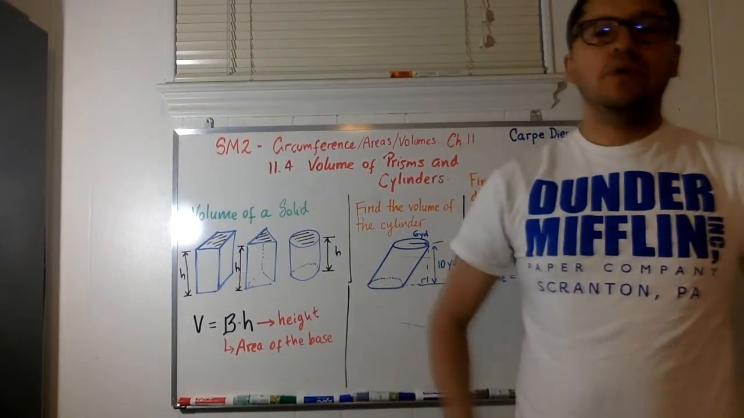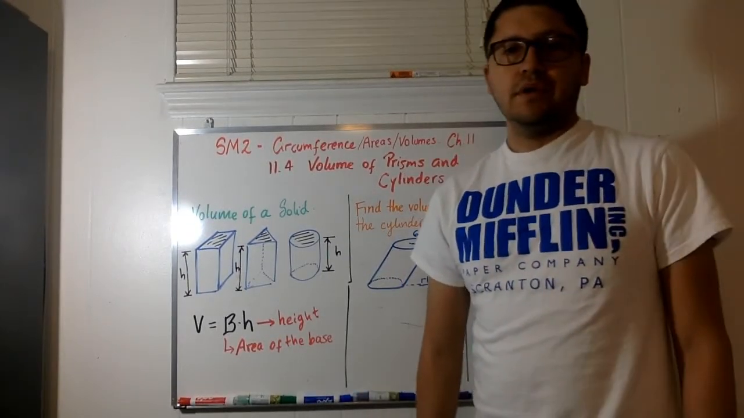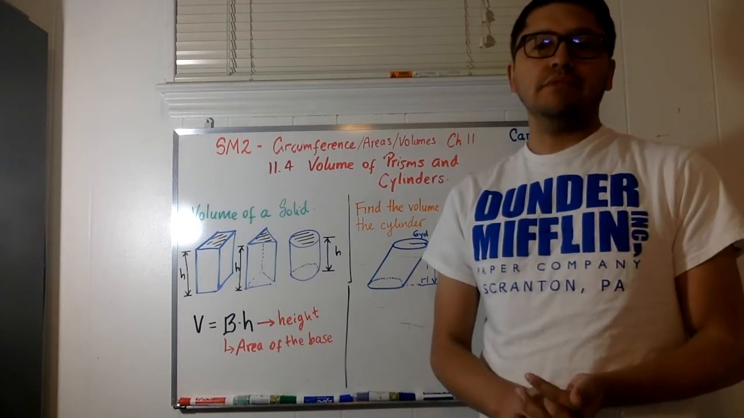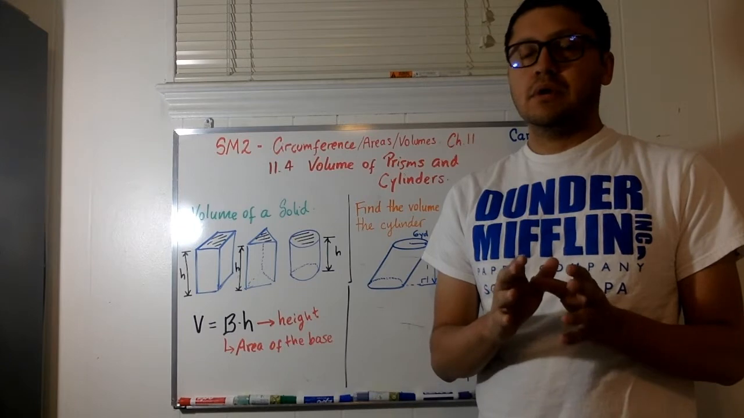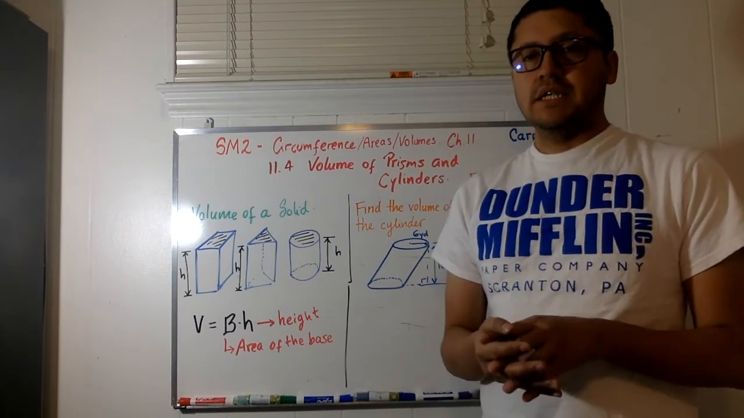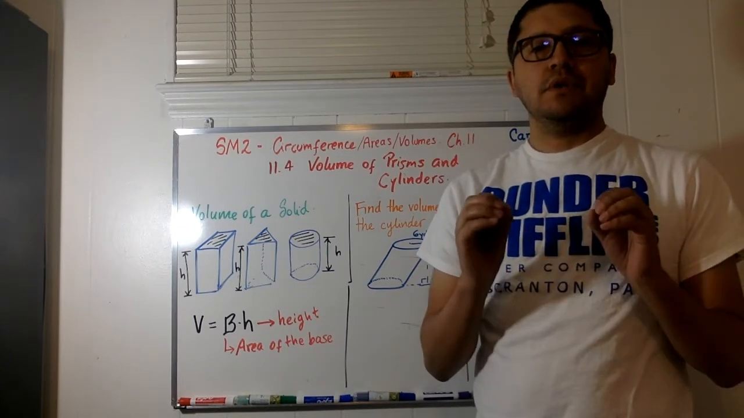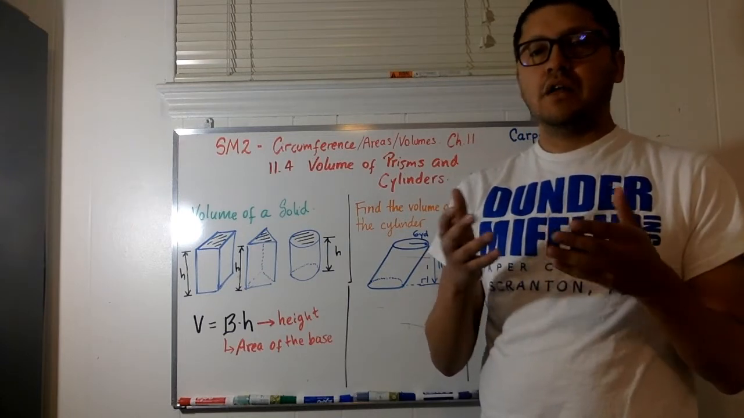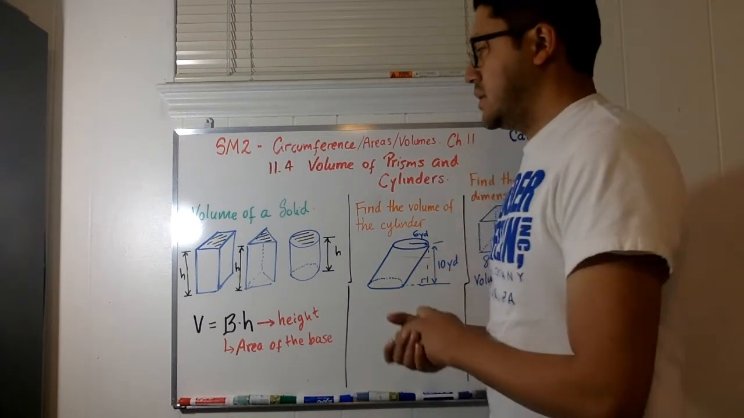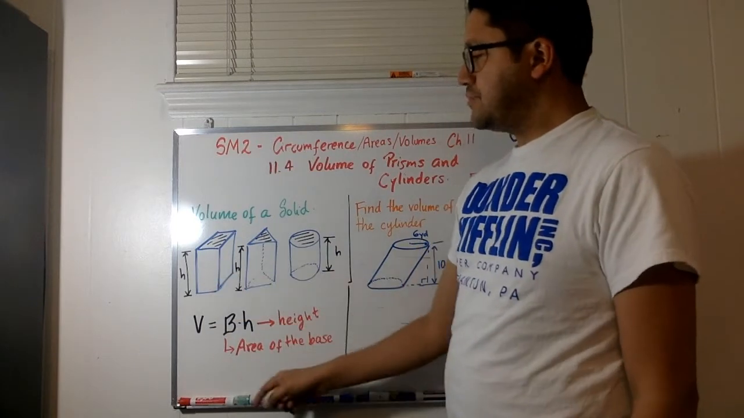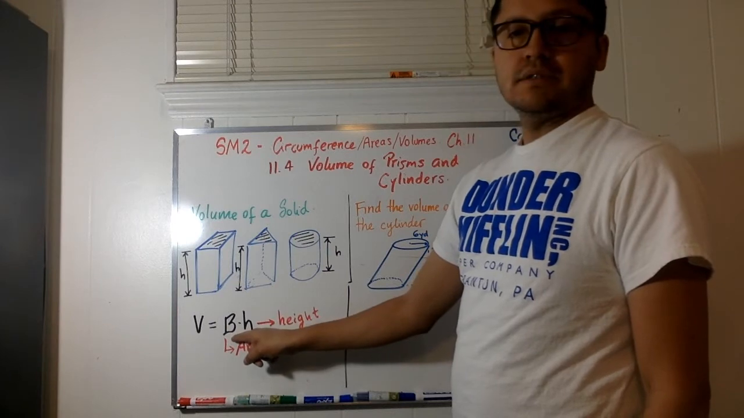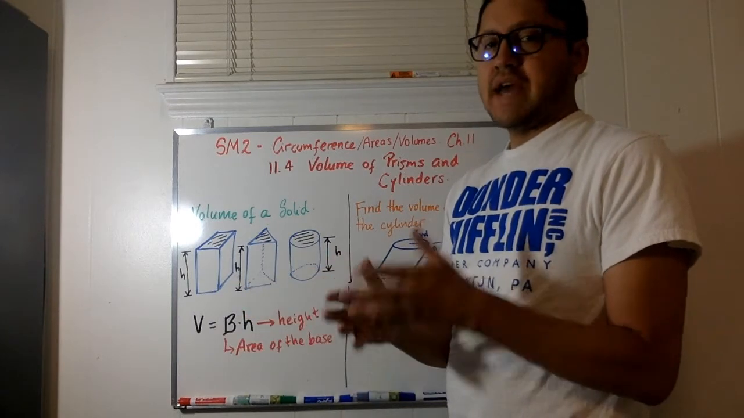Okay guys, now we are going to continue with section 11.4. We're going to talk about volumes, specifically of prisms and cylinders. There is a standard formula for this. Calculation of that volume is basically multiplying the area of the base, whatever shape it has.